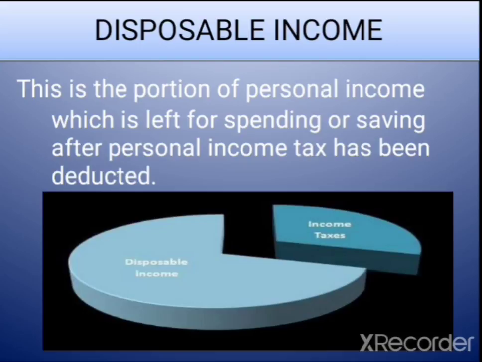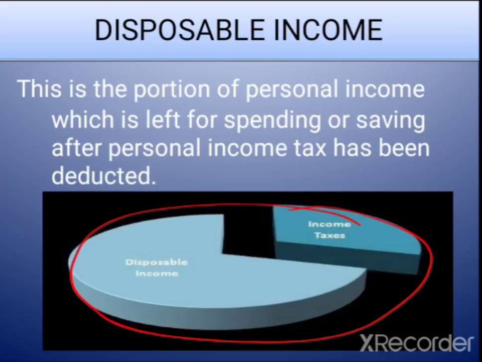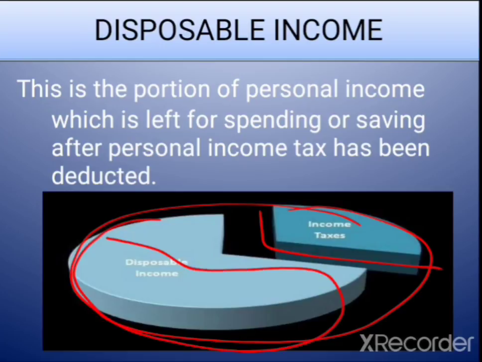If I am paid 50,000 naira, and after that I pay my tax, let's assume my tax is 2,000 naira, then what is left is 48,000. That 48,000 is my disposable income. If this is my entire income and I remove this portion as tax, this remaining part of my income is what is referred to as disposable income. It is the income that is left for someone to spend after tax has been deducted.